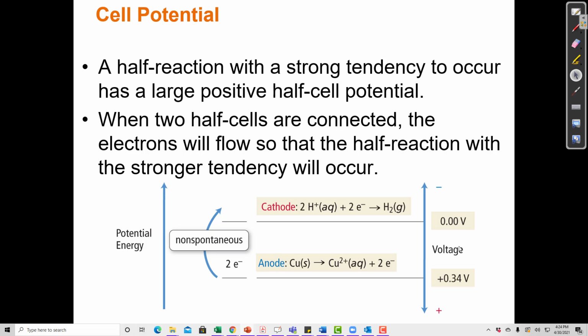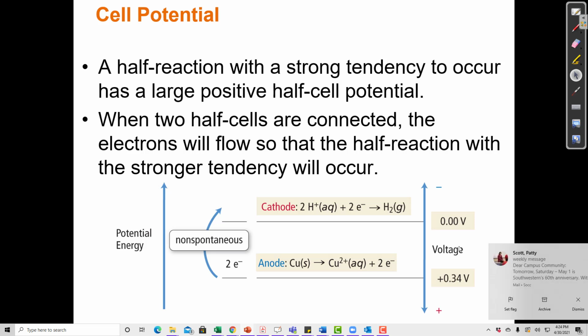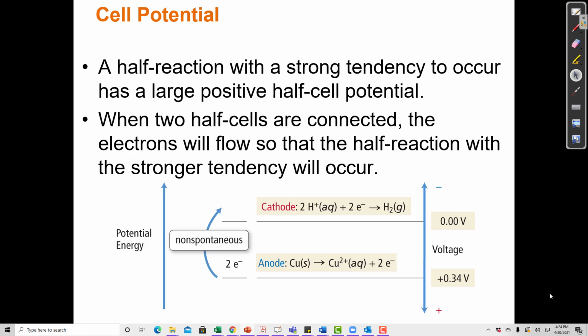The cell potential: when a half reaction with a strong tendency to occur has a large positive half cell potential, then that means that the electrons are going to flow towards it. So in order for us to determine which way electrons are going to flow in an electrochemical cell, when I hook two different reduction oxidation reactions together, we look at a measurement that we call the reduction potential.